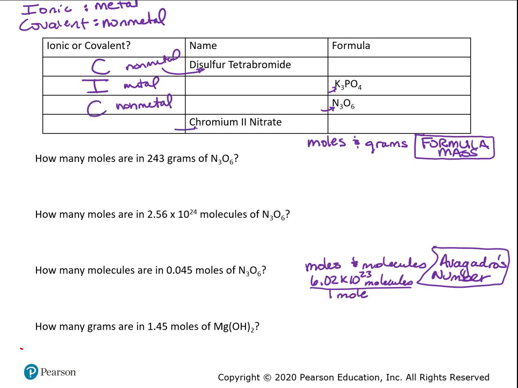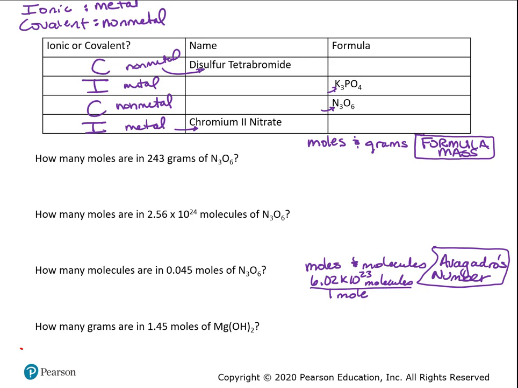And then the last one, chromium 2 nitrate. Chromium on the periodic table is ionic because this is a metal. Okay, so that's how you figure out if something is ionic or covalent. Remember, just look at the first element.